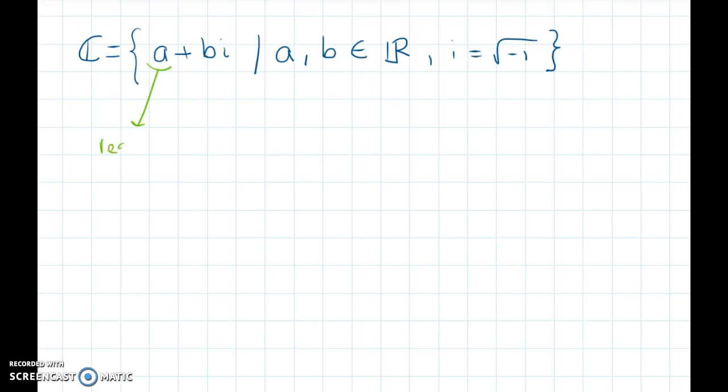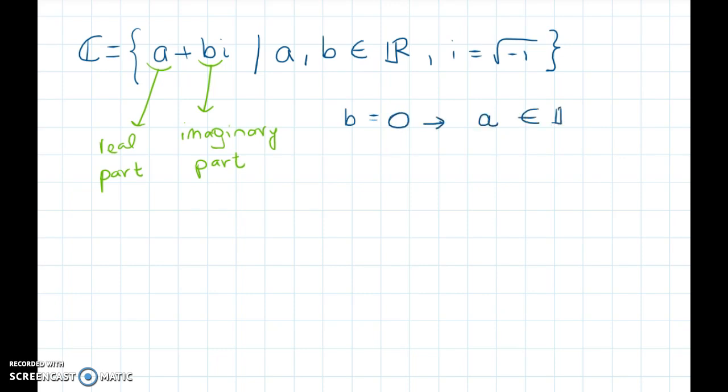The a, just the real number that we are adding in this complex number, is what we call the real part. And the number that is multiplying i, the b over here, is the imaginary part. It could be that b is equal to 0. That's one possibility. In that case, we just get the number a, that is a real number.